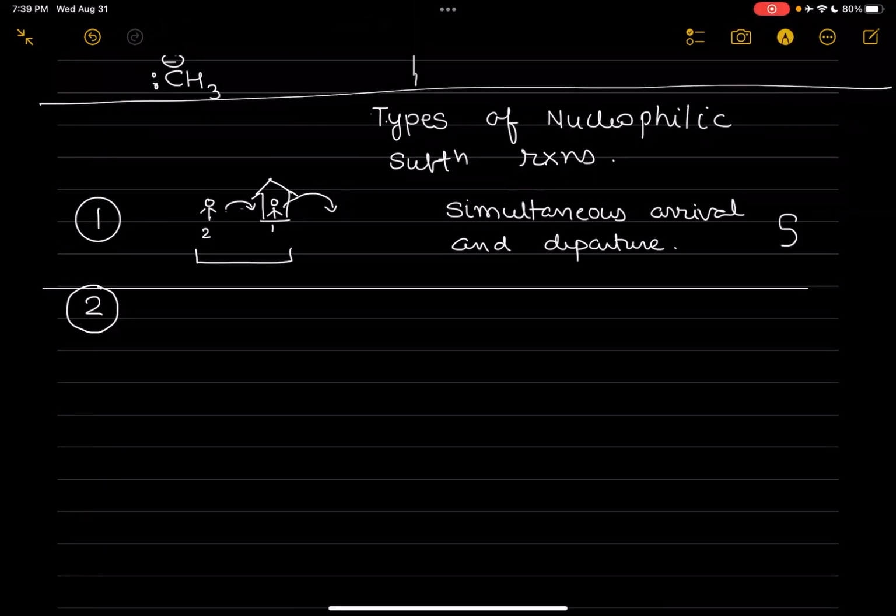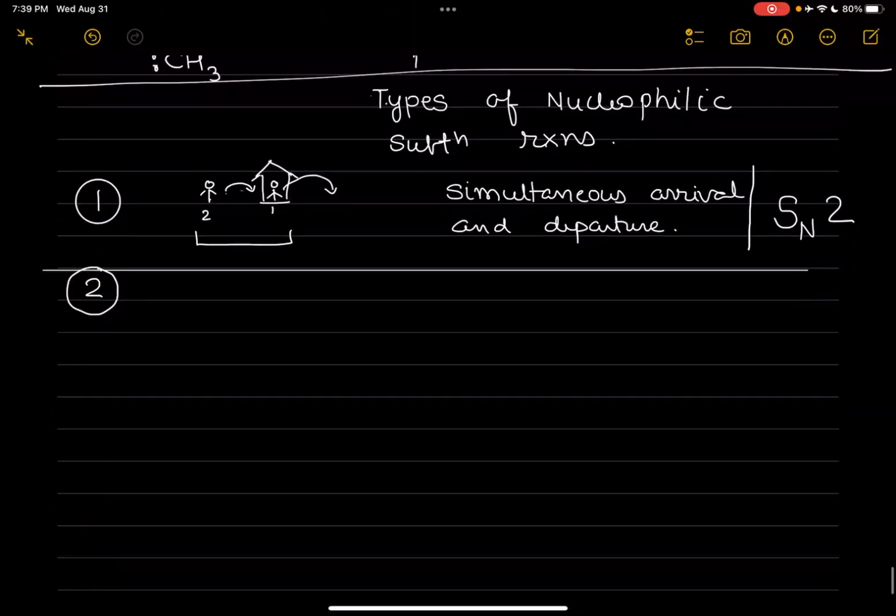So this type of reaction, if we compare it with the reaction on alkyl halide, this is SN2. Bimolecular substitution, nucleophilic. Bimolecular means two things. Substitution is happening, nucleophilic because the nucleophile is displacing, and bimolecular means two molecules are involved. Okay. Is it clear? Yes.